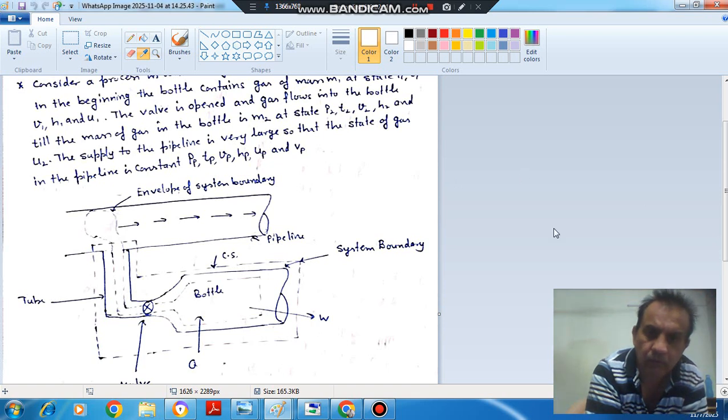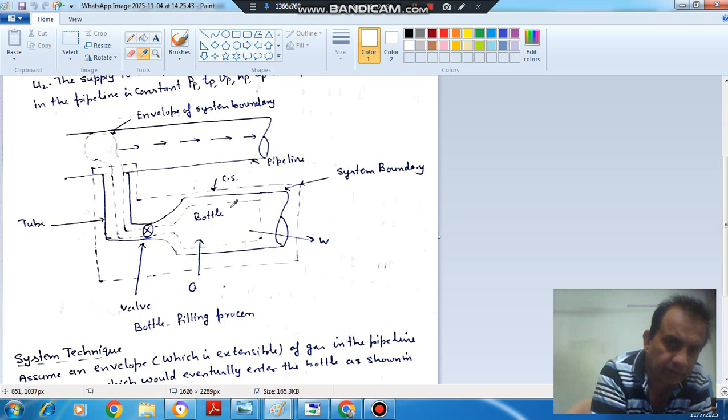Now if we consider the system technique, then this is your system, and this envelope of gas is coming into the bottle. It has some volume before entering, and that volume will collapse after entering, so the final volume will be 0. So this will collapse and enter the system.